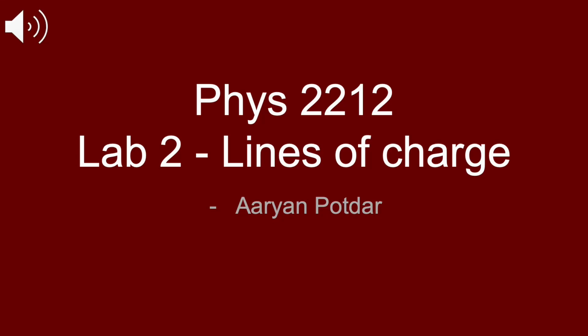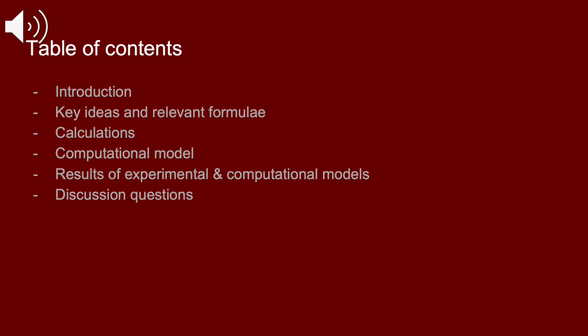This is my lab 2 for Physics 2212 at Georgia Tech. First, I'll introduce the objects and its surroundings. Then I'll go over some key ideas and relevant formulae. Next, I'll go through the calculations, introduce the computational model on GlowScript, and then discuss the results of the experimental and computational model. Finally, I'll go through some discussion questions.